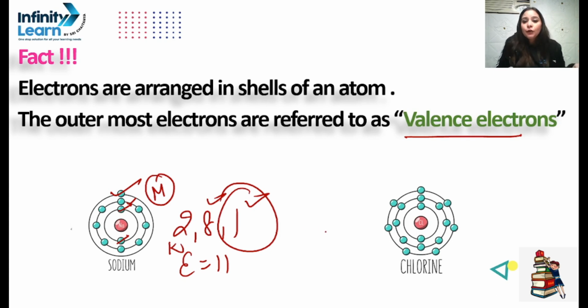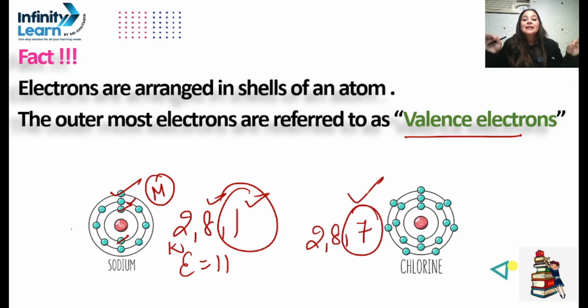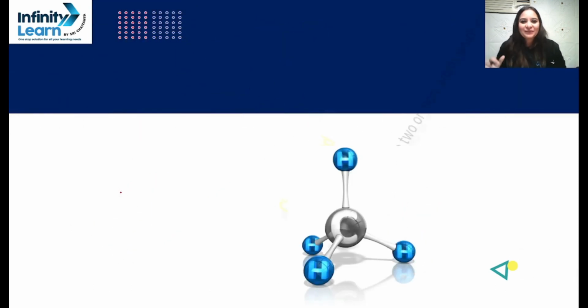Same way in chlorine, the configuration is 2,8,7. The outermost shell has 7 valence electrons, so only 7 are going to participate in the bond formation. And whenever a bond is formed, let me tell you, only the valence electrons participate. So you should always remember that the inner electrons remain unaffected during the bond formation.